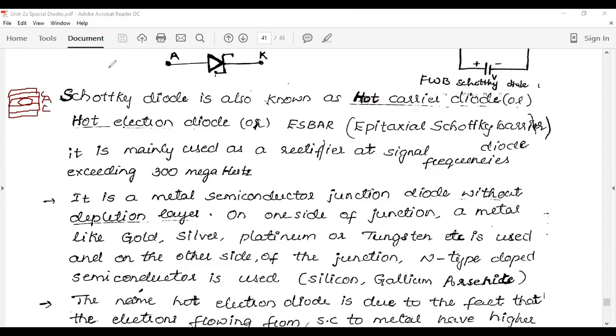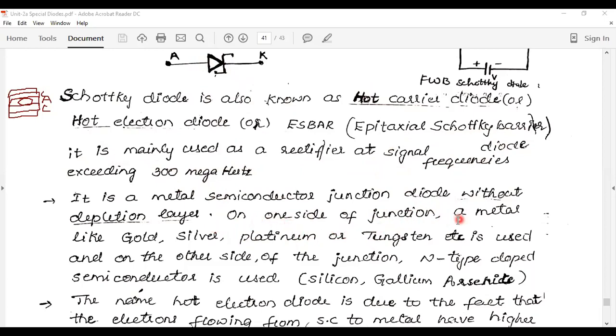That one is this one, epitaxial Schottky barrier. It is mainly used as a rectifier at signal frequencies exceeding 300 megahertz. It is a metal semiconductor junction diode. I am going to use the anode terminal as metal, therefore it is a metal semiconductor junction diode without a depletion layer.